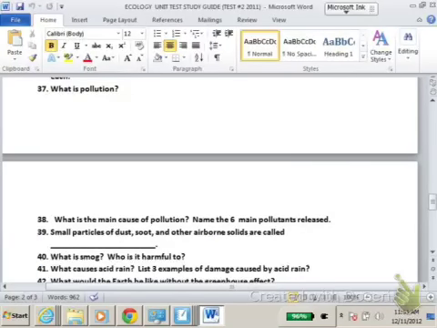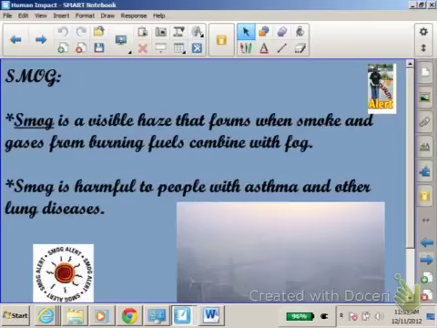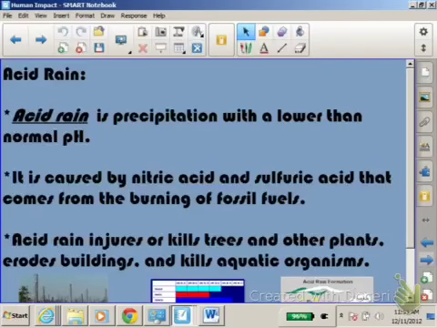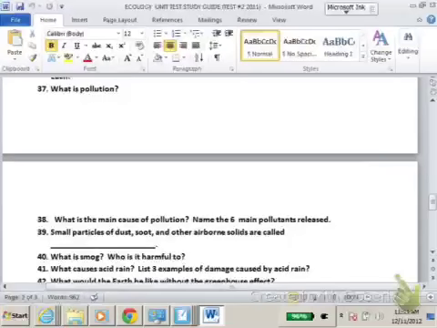Number 41, what is acid rain? List 3 examples of damage caused by acid rain. Well, acid rain is basically precipitation with a lower than normal pH, and it is caused when nitric acid and sulfuric acid from the burning of fossil fuels combine with the clouds. The reason that it is harmful is because it kills trees, it kills lots of other plants, it erodes buildings, and it kills aquatic organisms. Because think about it, those organisms are adapted to living in a certain water with a certain pH. So if you're continuously getting acid rain, it can damage aquatic ecosystems to a great extent.